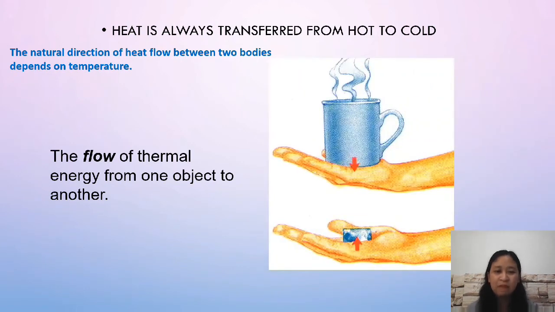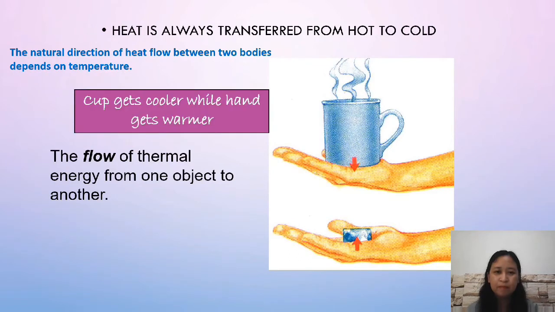Ito yung example natin. So, cup gets cooler while hand gets warmer. Sino ba yung mas mainit? Yung cup o yung kamay natin? Siyempre, mas mainit yung cup. So, yung heat ng cup pupunta ngayon sa ating kamay. Kaya yung kamay natin gets warmer.